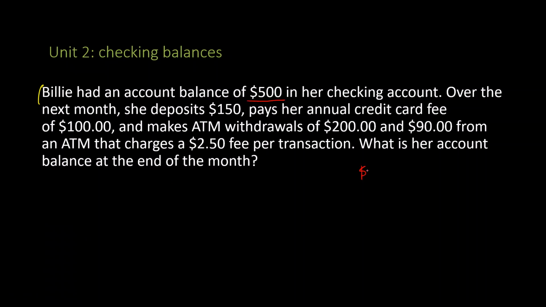So you could start there and say, okay, she's got $500. She deposits $150. This means that she adds $150 to her account, but then she makes a payment of $100. A payment, of course, is a withdrawal, so we subtract that amount. Now then it mentions these ATM fees.